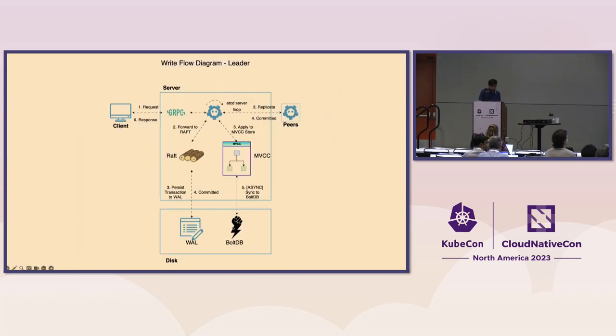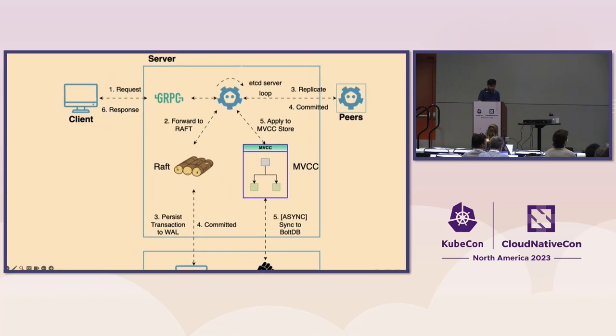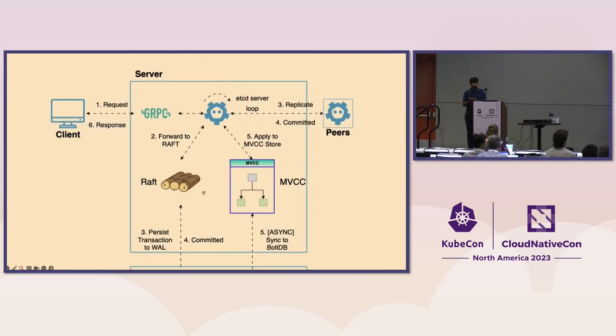So let's look at a write flow. This is a little more complicated than read. Let's look at all the components that it walks through in general. You put in a request, it goes through the gRPC server, it hits the etcd server loop, and then there are two, three steps if you see. There's a replicate which goes through the peers, and there's another persist one which persists the transaction to the WAL log. So once the server gets the request, it goes through Raft.